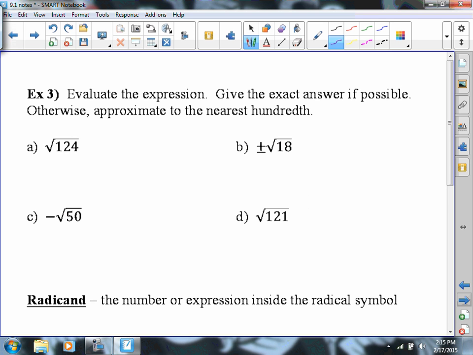Okay, and then in example 3, they just want you to do some calculator work here, where you're going to basically type this into your calculator and then write down the answer that you get. So when you do the square root of 124, you should get about 11.14 if we rounded. Or you could write this with the little plus or minus in the front if you'd like.